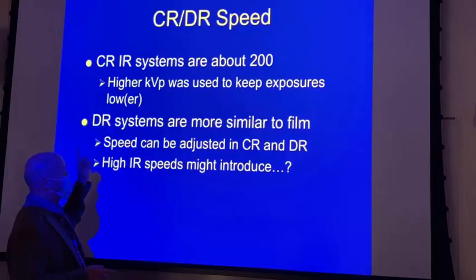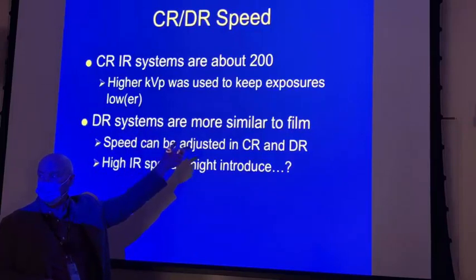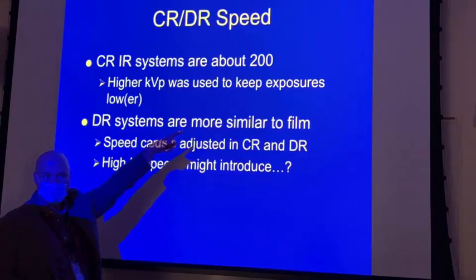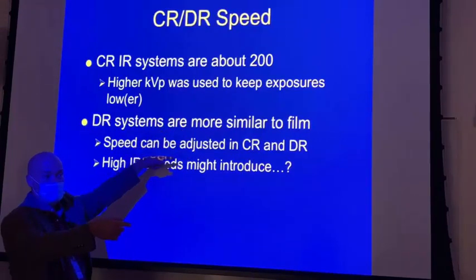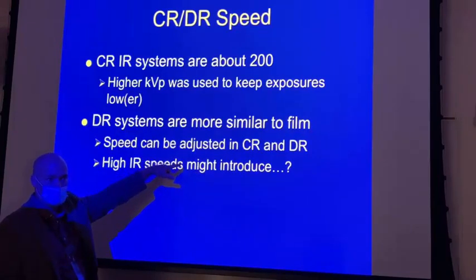Now introduce DR systems, which are just as fast as screen and film. So we went from 400 speed to 200 speed, and back to 400. But does kVp affect contrast the way it did in screens and films? No. So what do we reduce going to DR? Patient exposure.